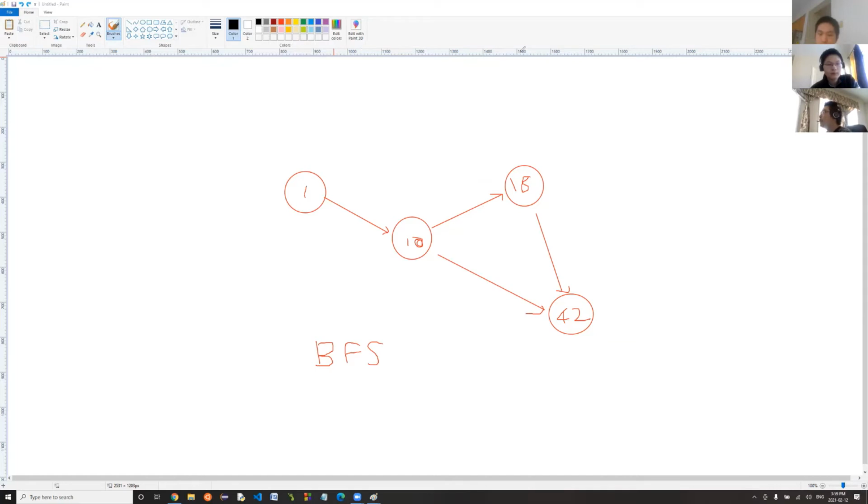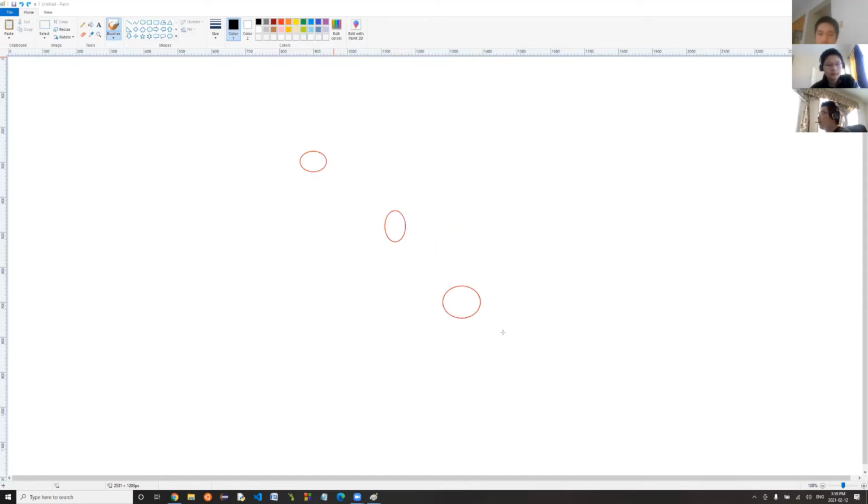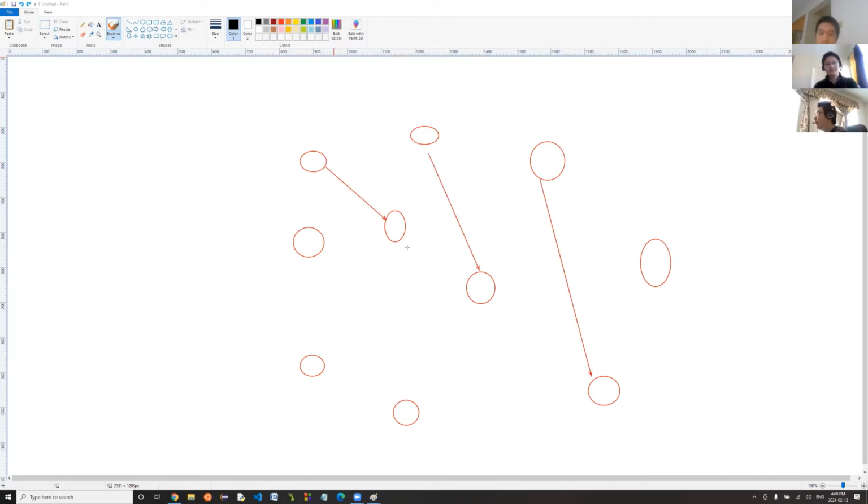Okay, but for this, I'm going to draw a few more circles. I'm not going to write anything in. I'm just going to show you how BFS works normally. This is the Bruce way of doing the problem. And then I'm going to connect these lines using arrows. Arrows, arrows, and more arrows.